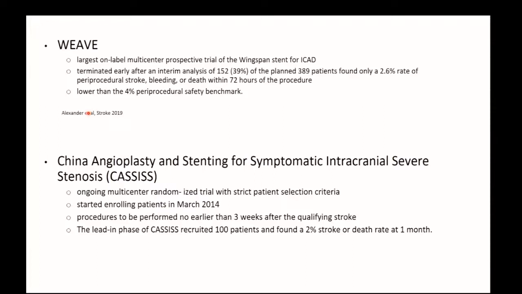Right now, there's a large study going on in China, as the burden in the Chinese population is much bigger than in Caucasians. In China, we have the CASIS trial running now, and we are anticipating the results. The preliminary analysis looks very promising: in the first 100 patients, they had a 2% risk of stroke or death at 1 month, similar to the WEAVE registry.